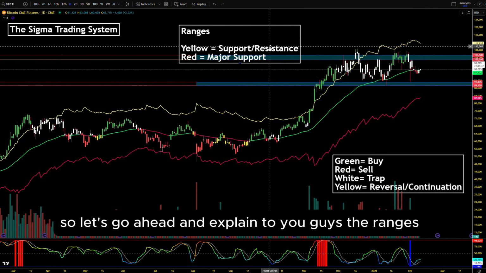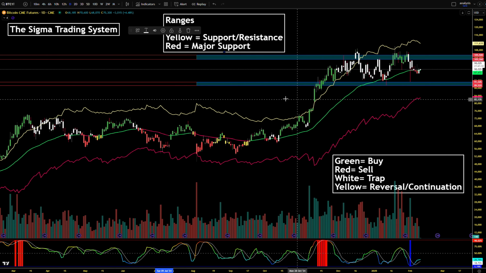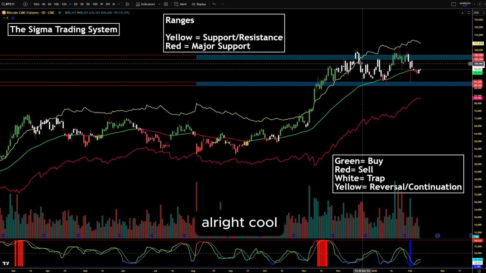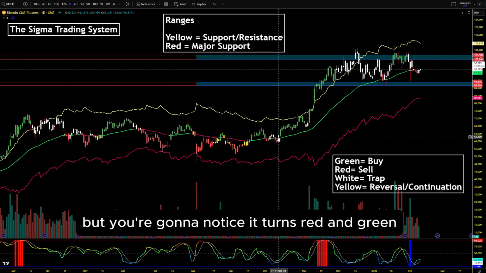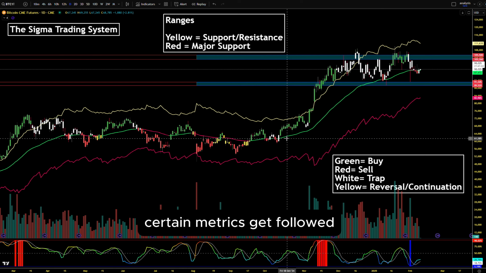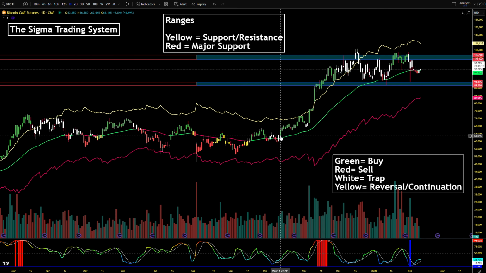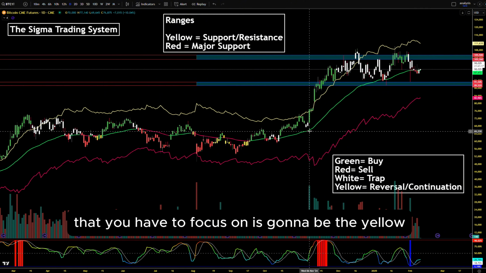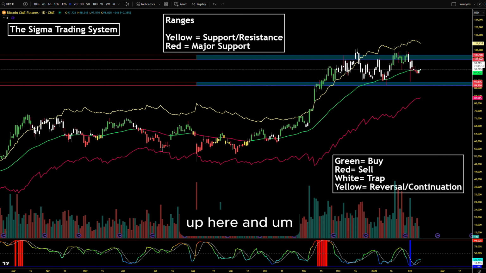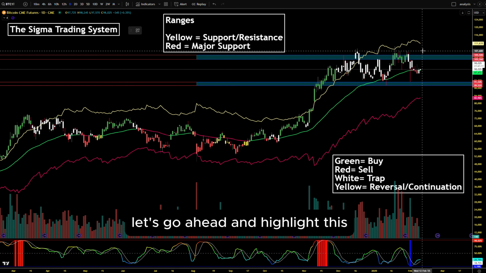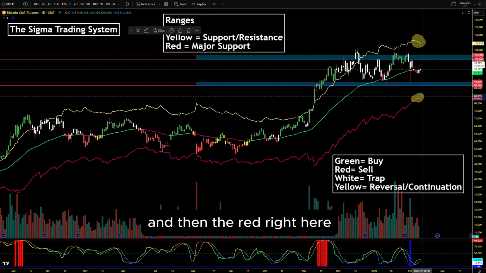All right, cool. Let's explain the ranges. There is a green line right here, but you'll notice it turns red and green pretty often whenever certain metrics get followed. Let's ignore that for now. The two primary ranges you have to focus on are the yellow up here, and let's highlight this, and then the red right here.